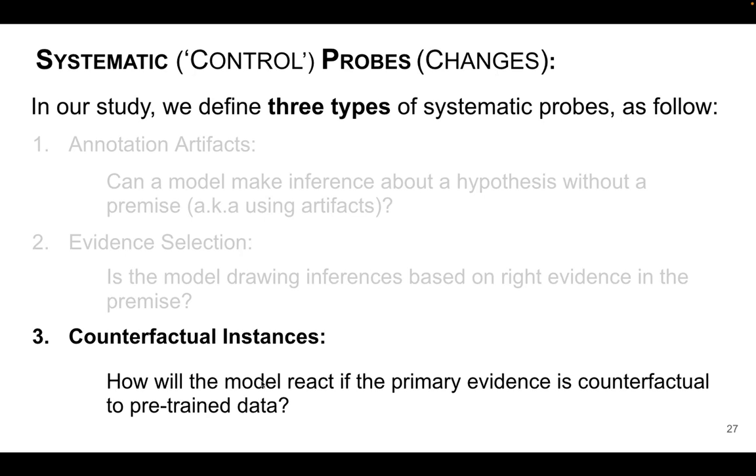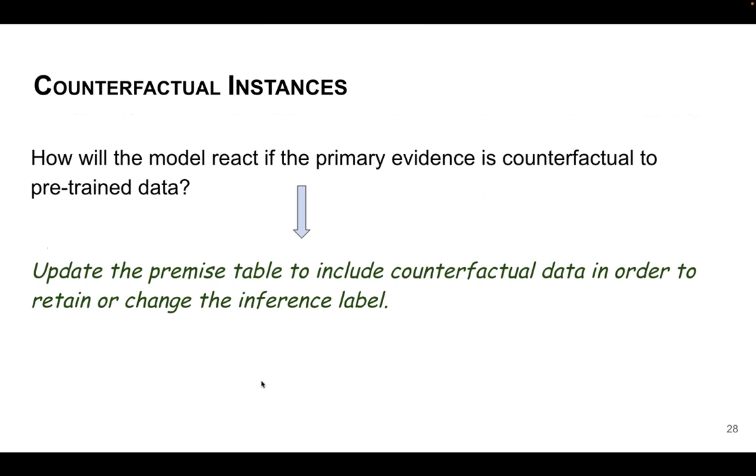The last probe we did is counterfactual instances, where we see how the model reacts if the primary evidence of the table is counterfactual in nature. Does the model overfit to the pre-trained knowledge it has, or does it appropriately change its prediction according to the counterfactual data? Here we take the premise table and update some rows with counterfactual data, so that the model prediction either is retained or changes as needed.